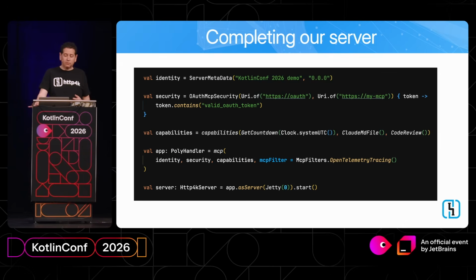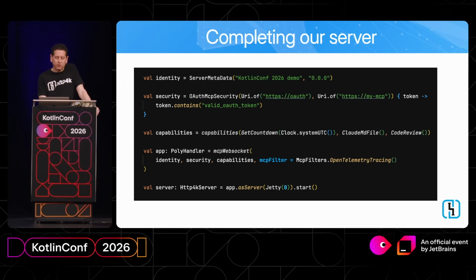Then there's security. You can plug any HTTP security mechanism in. Here we've got OAuth security, just out of the box. You can use a bearer token or whatever it is you like. And then we've got capabilities. Here we've got the get countdown tool that we had, and I think that's a resource, and this one is a prompt. That is our capabilities when we compose them together.